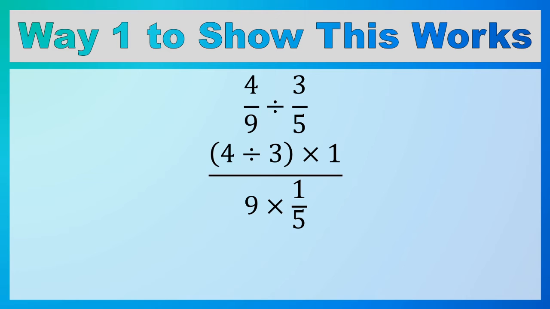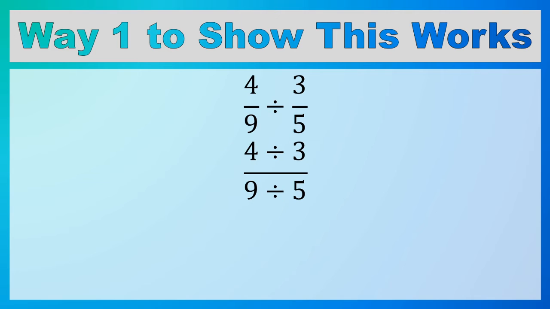Now anything times 1 is equal to that anything, so 4 divided by 3, and that times 1 is equal to 4 divided by 3. Now 9 times 1/5, that is equal to 9/5 based on the information in the previous set of videos about multiplying fractions, and based on the previous video and this set of videos about why the fraction bar means divide, that is equal to 9 divided by 5.